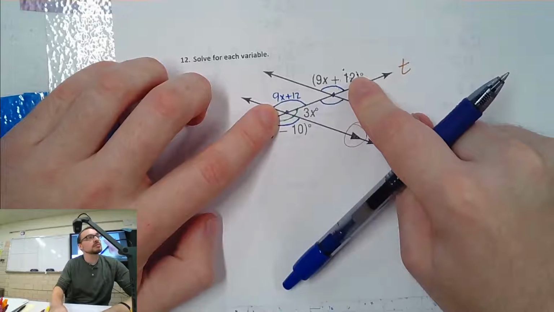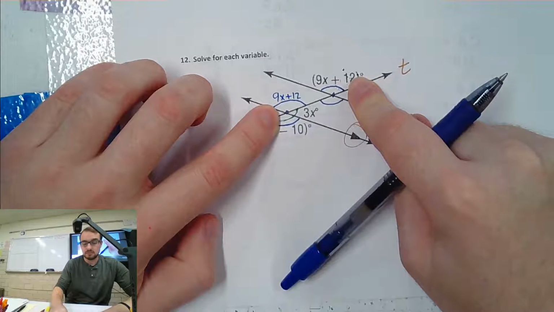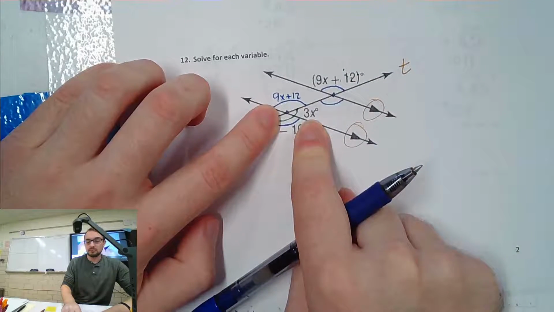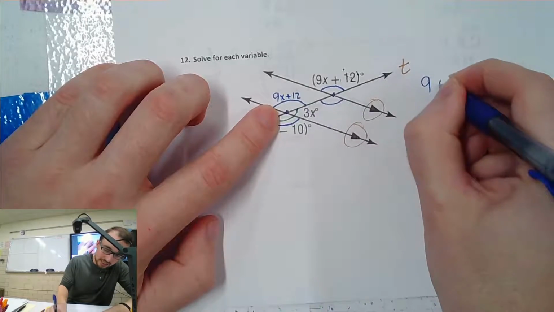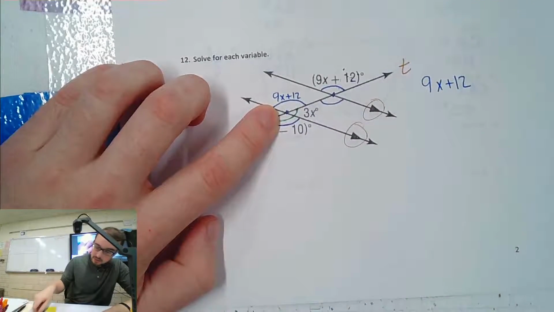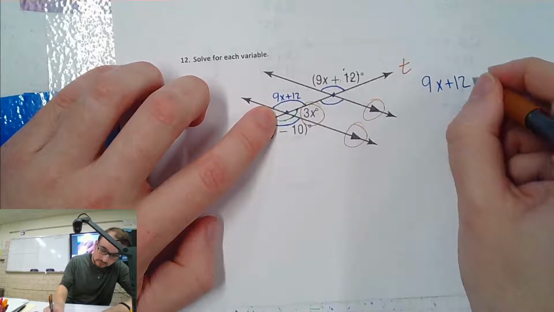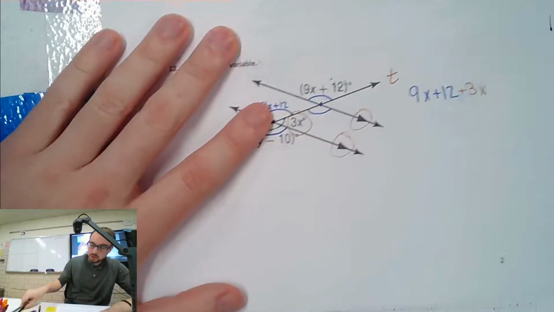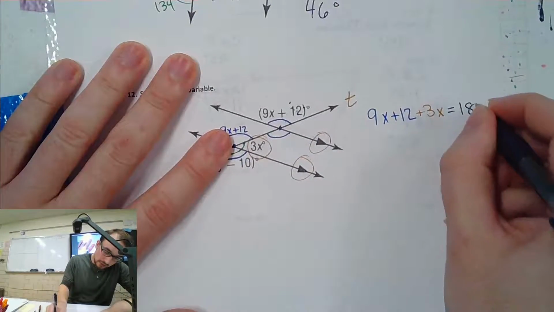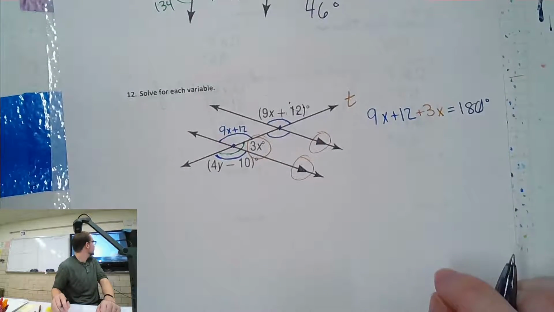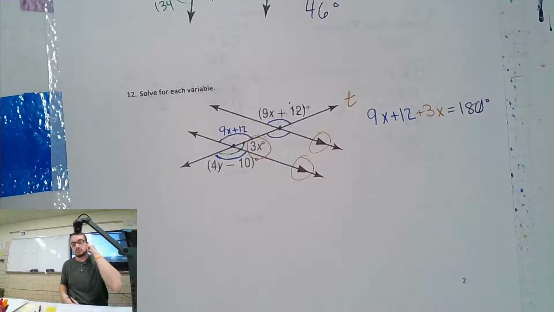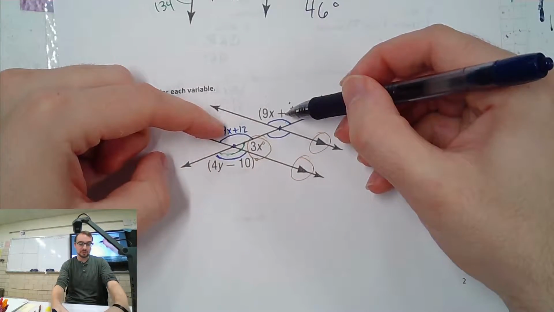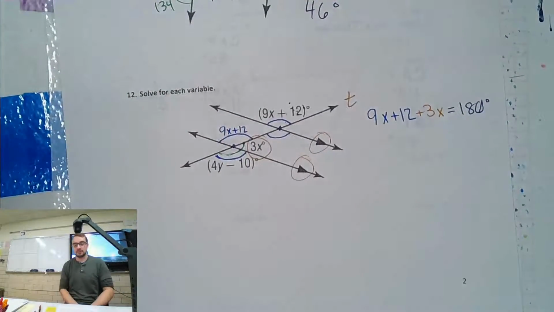Right? These two are the same. And we know these two add up to 180. So let's solve for x. 9x plus 12 plus 3x, that's this guy, right? Should equal 180 degrees. Right? I had to do some work to get there, right? I had to figure out these two angles are the same. Oh, look, linear pair, right? But they add up to 180.